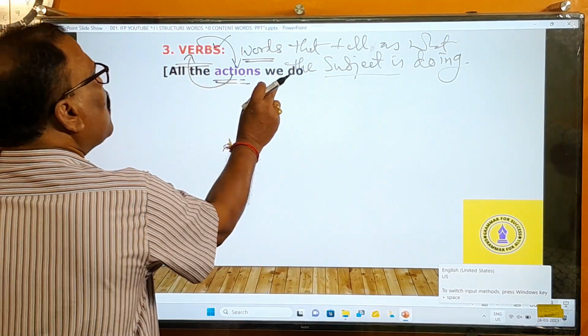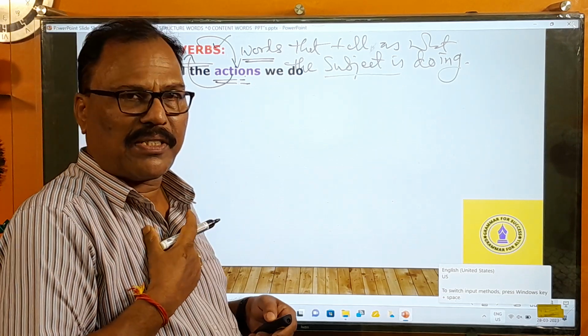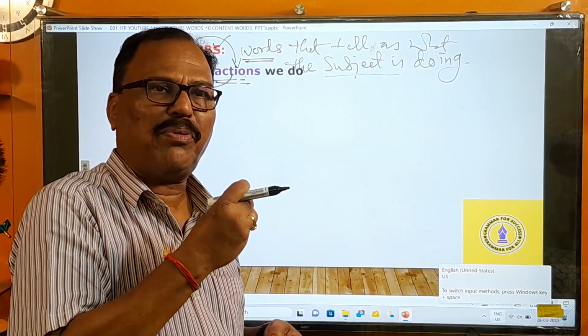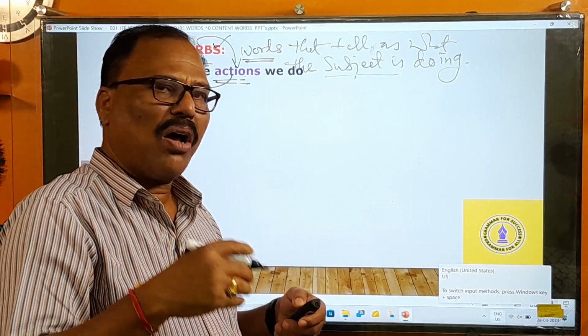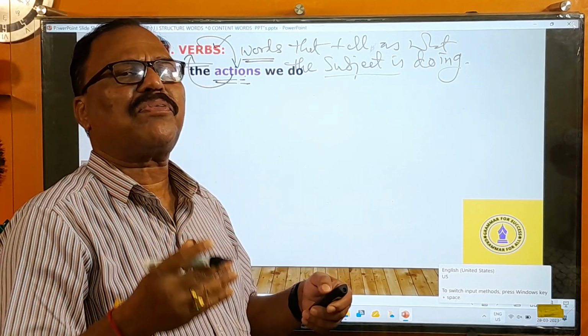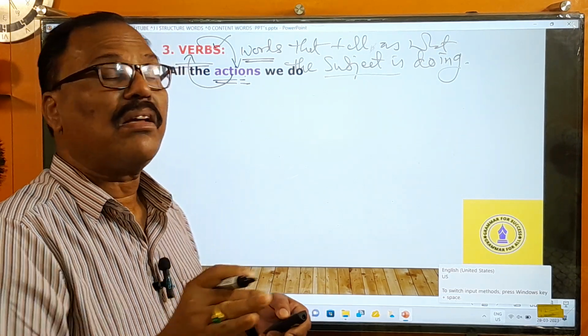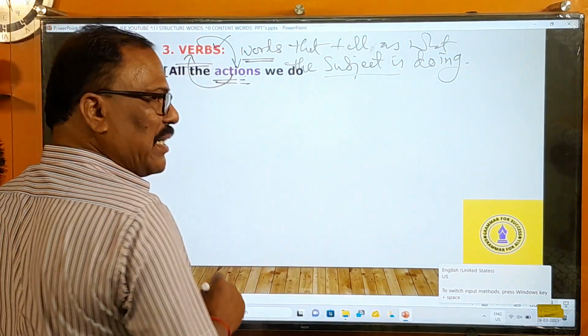So all the actions we do, we means we are the human beings. We eat, we drink, we sleep, we talk, we jump. We do so many actions from dawn to dusk, that means till we go to bed. So all those actions are called verbs, directly speaking.